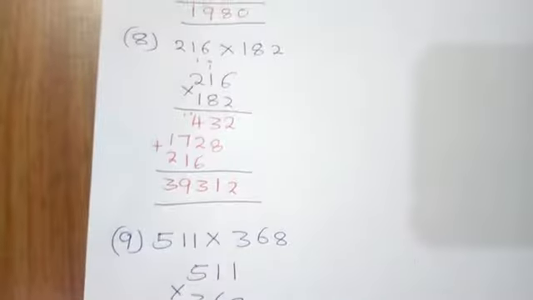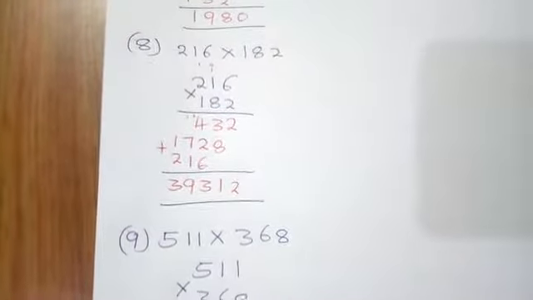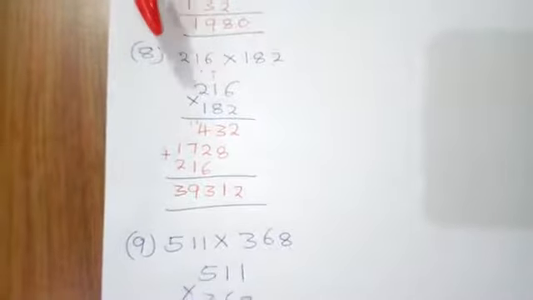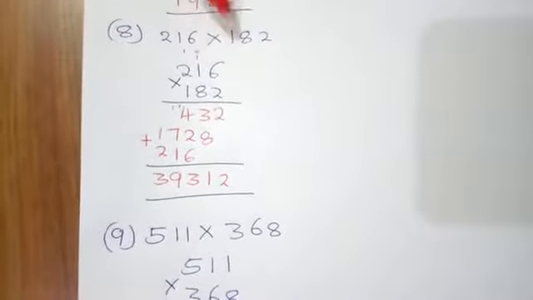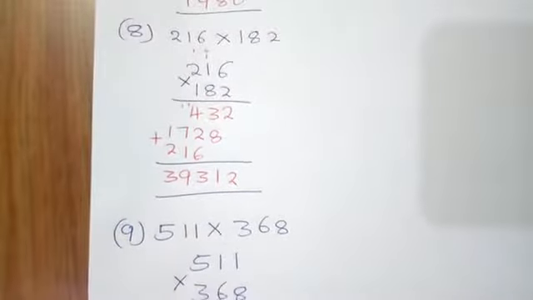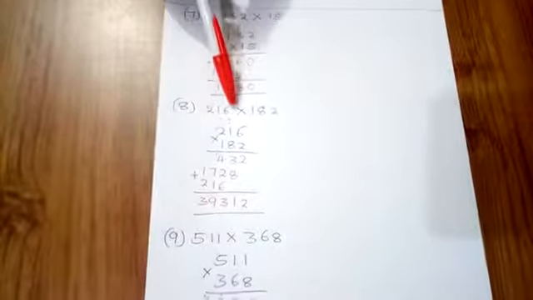We move to our next example, and I hope everybody is following well. Now, our next example is 216 multiplied by 182. As you can see, our examples number 7 and 8 are different because this one is 3 digits multiplied by 2 digits. Here we have 3 digits multiplied by 3 digits.